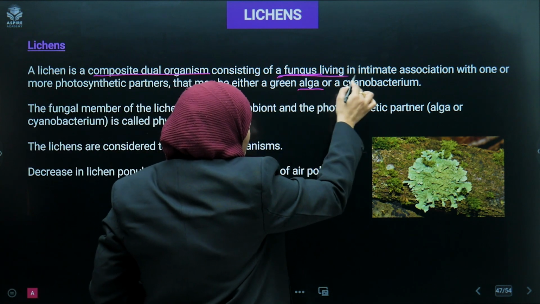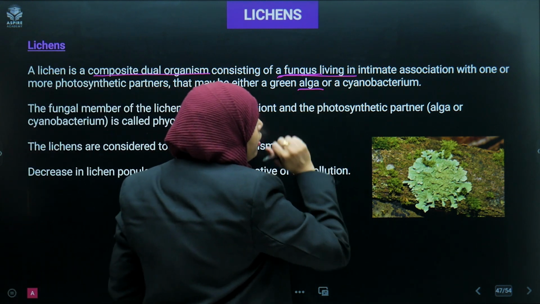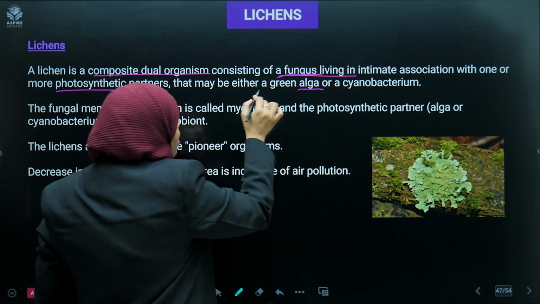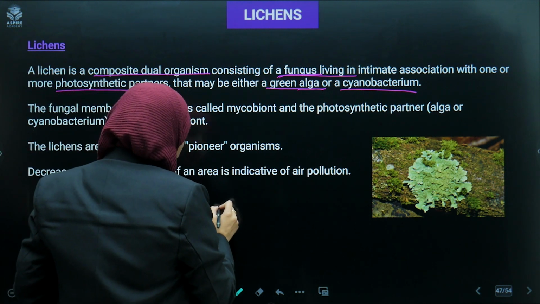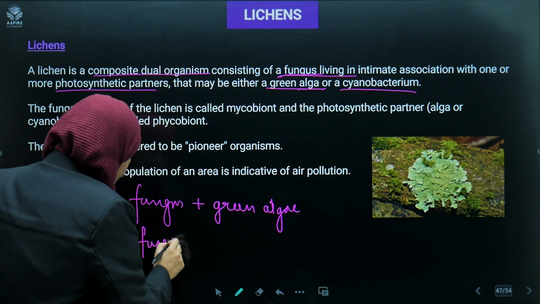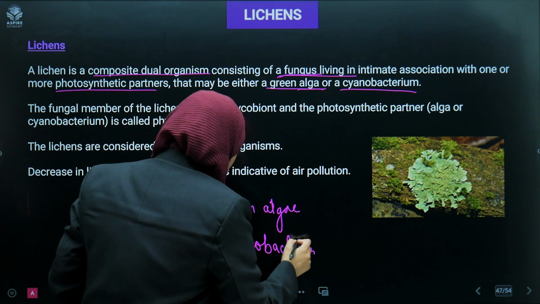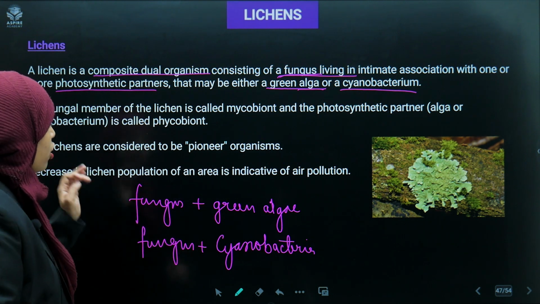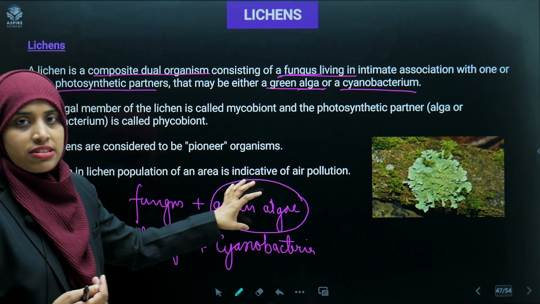So they consist of a fungal living organism. The fungus lives in intimate association with the photosynthetic partner, which may be either green algae or cyanobacterium. So fungus is there, and either green algae, or we can have fungus plus cyanobacteria. The combination of fungus and green algae is also called lichen, as is the fungus and the cyanobacteria. The green algae's job is to perform photosynthesis.